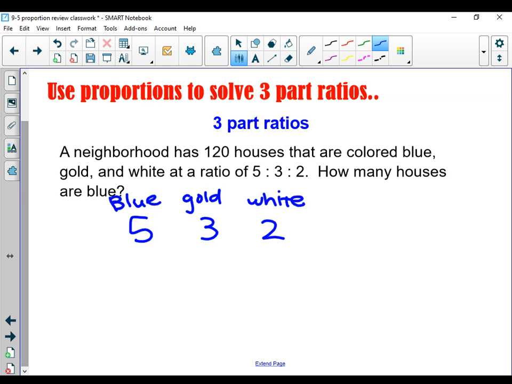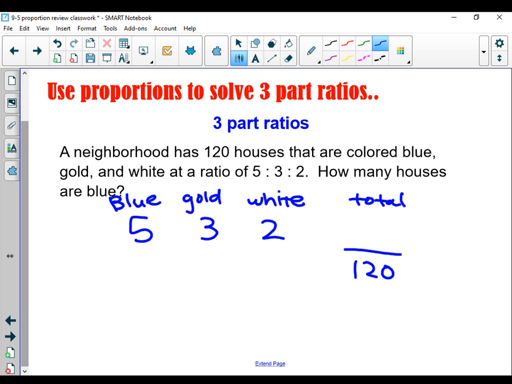Did you put 120 on the bottom because that's how many houses there are? That is such a good question. That seems like it needs its own proportion. Now it seems to me like we have way too much information and a whole bunch of distractors. It's just asking for blue, so you can get rid of gold and white. We are going to get rid of gold and white in one moment.